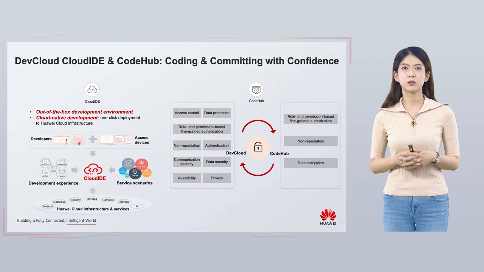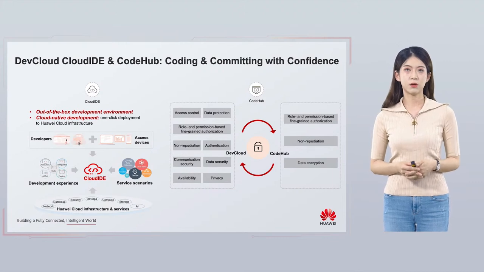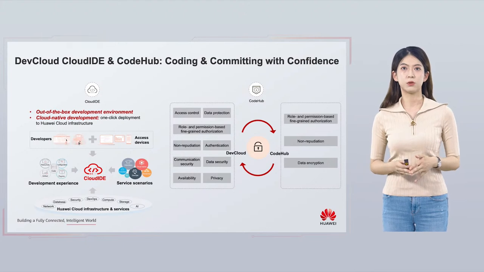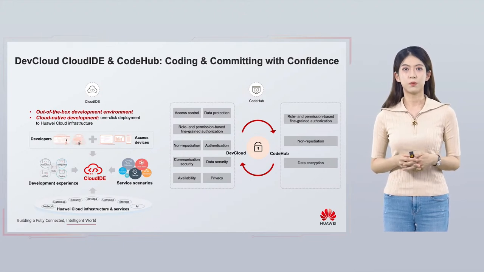Code security is a top priority when we consider what capabilities a code repository should provide. CodeHub secures your code storage from multiple angles: RBAC model authentication, data encryption, non-repudiation. So you can now manage your code with confidence using CodeHub.